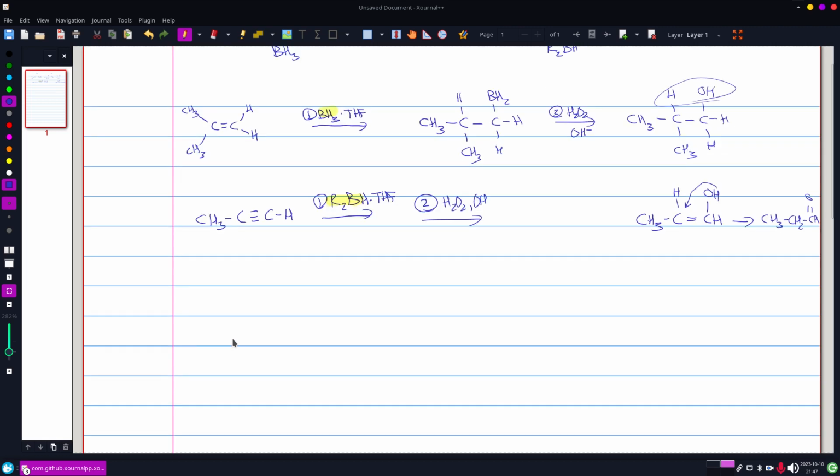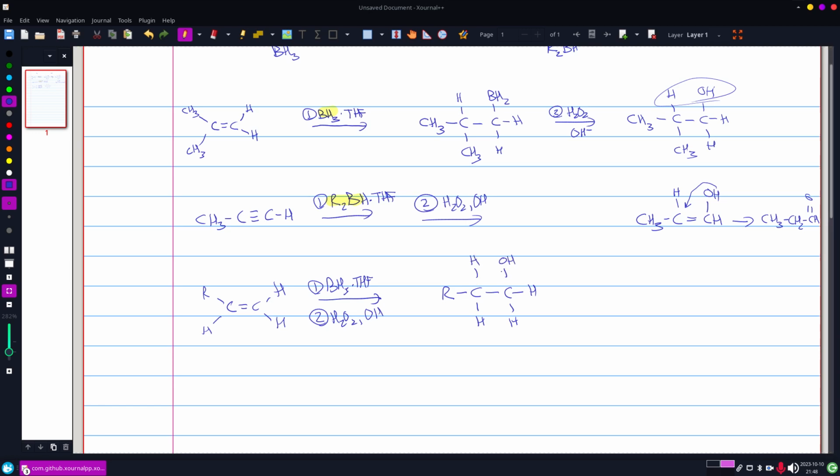All right, but ultimately, to summarize, I have an alkene with R groups, and I can just put H's everywhere else. If I do a 1-2 with BH3·THF followed by basic hydrogen peroxide, I will always get an anti-Markovnikov addition of H and OH, and it's a syn addition.